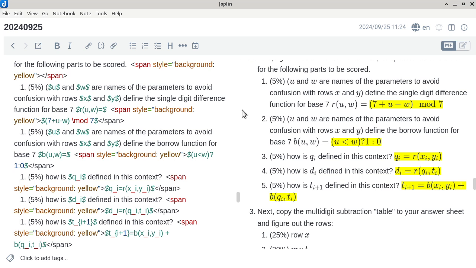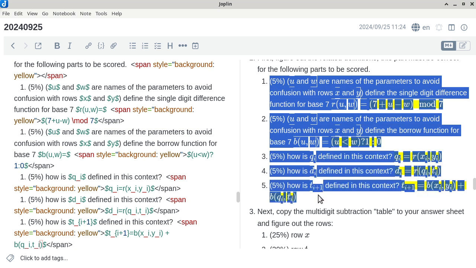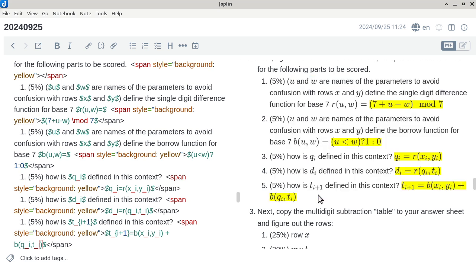All right, so let me highlight this entire portion here. Everything from here all the way down to here, that's about knowledge. It is not about the application of knowledge. It really is just knowledge, okay? Because all of these are defined in the module, and you just have to find the definitions and write it down, and you get 25%, which is 1/4 of all the points for this particular question.